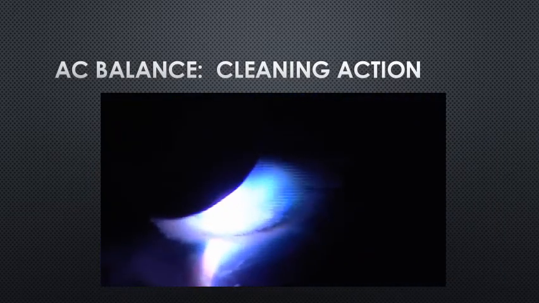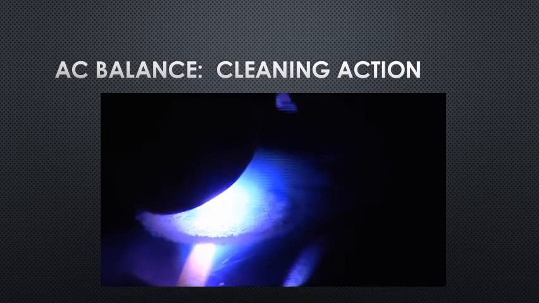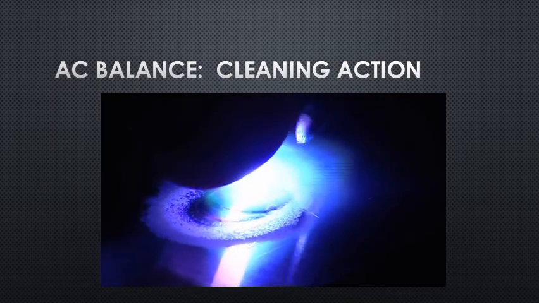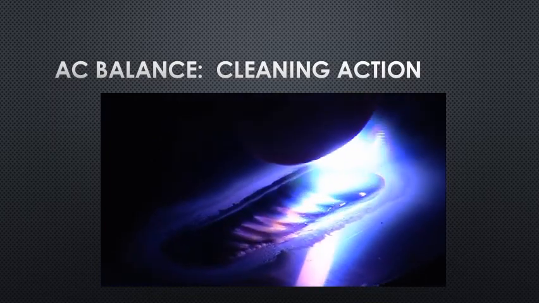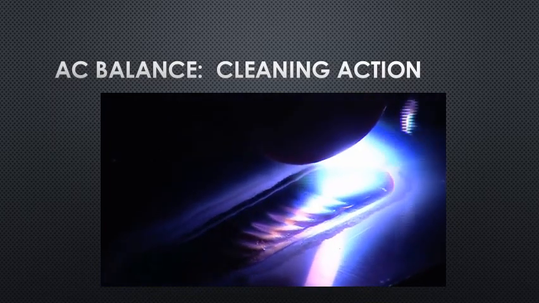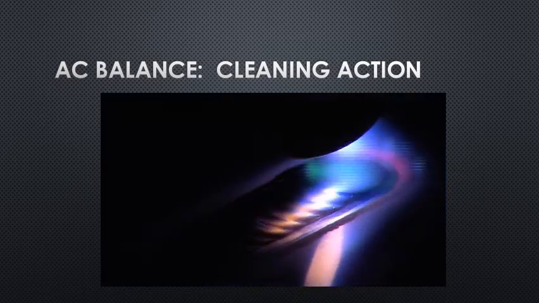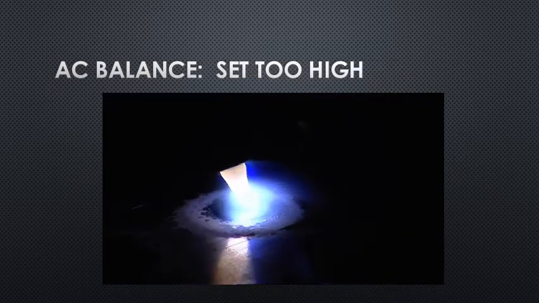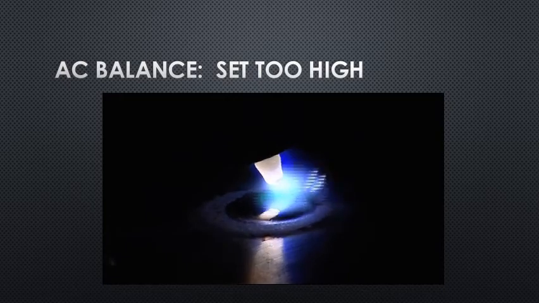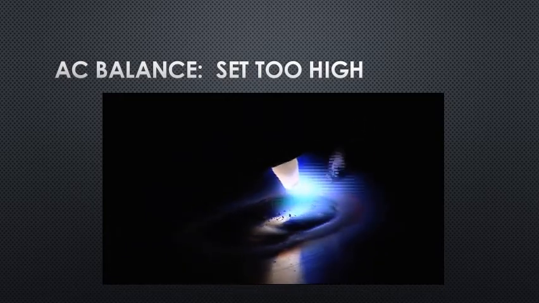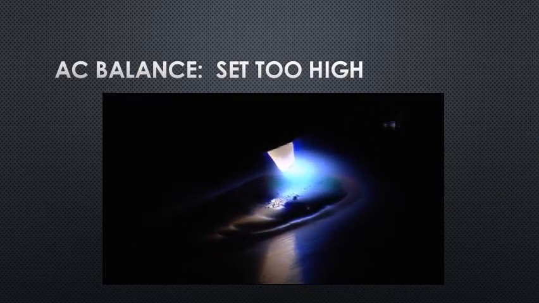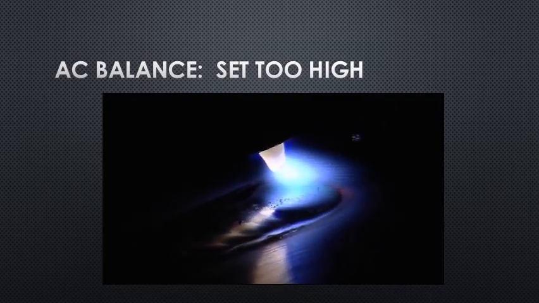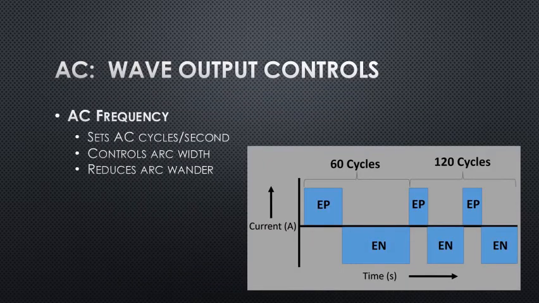This video illustrates the cleaning action generated on aluminum during a normal TIG welding arc. And this video illustrates the AC balance when it's set too high. During the weld, you'll notice that there are pepper flakes on the puddle that are indicative of too much electrode negative and not enough electrode positive.